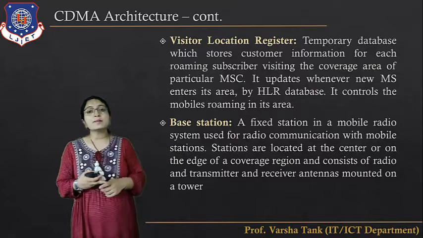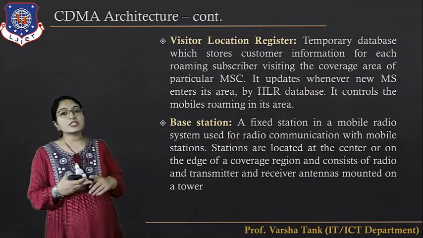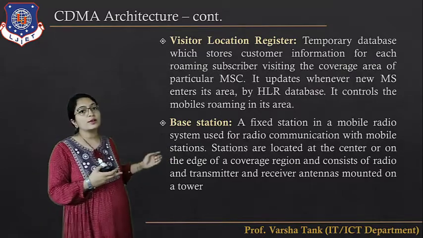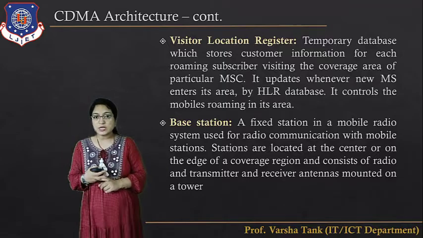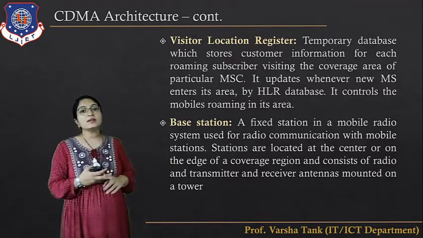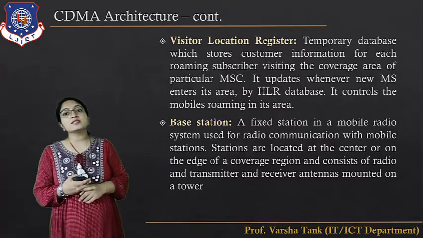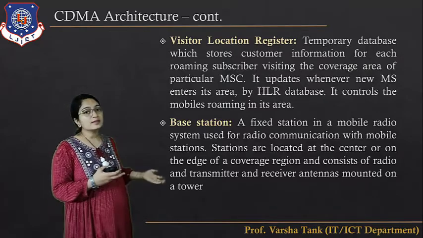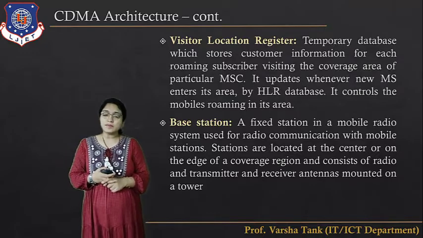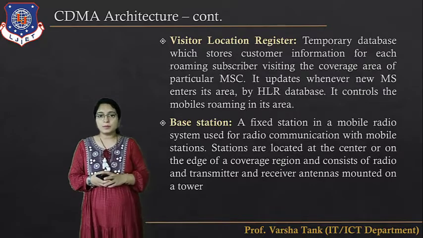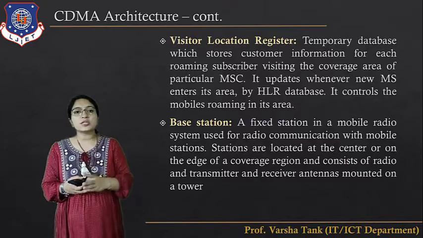Okay. Now next is the base station. It is a fixed station in the mobile radio system used for radio communication with the mobile station. The stations are located at the center or at the edges of the coverage region, and they consist of radio transmitters and receiver antennas that are mounted on a tower. So that is known as the base station. That is one type of fixed station.